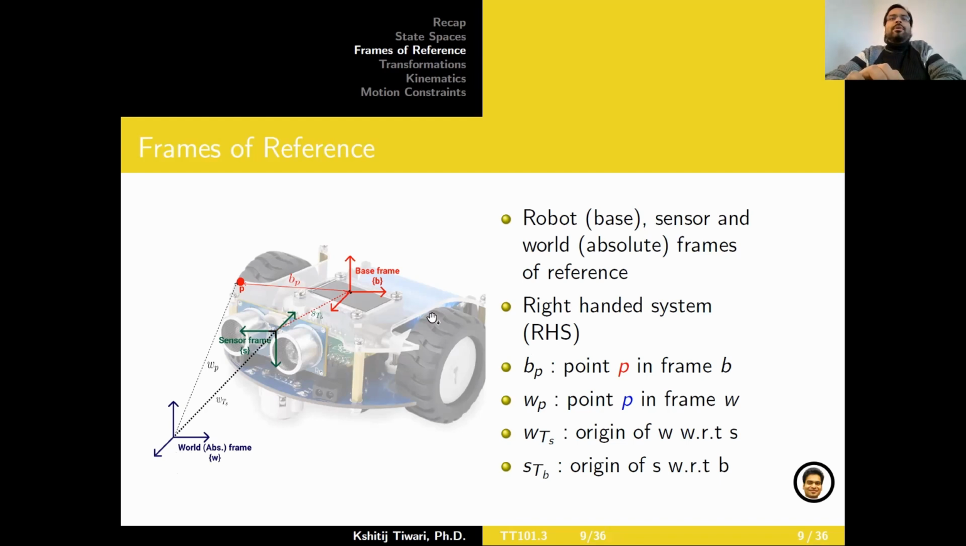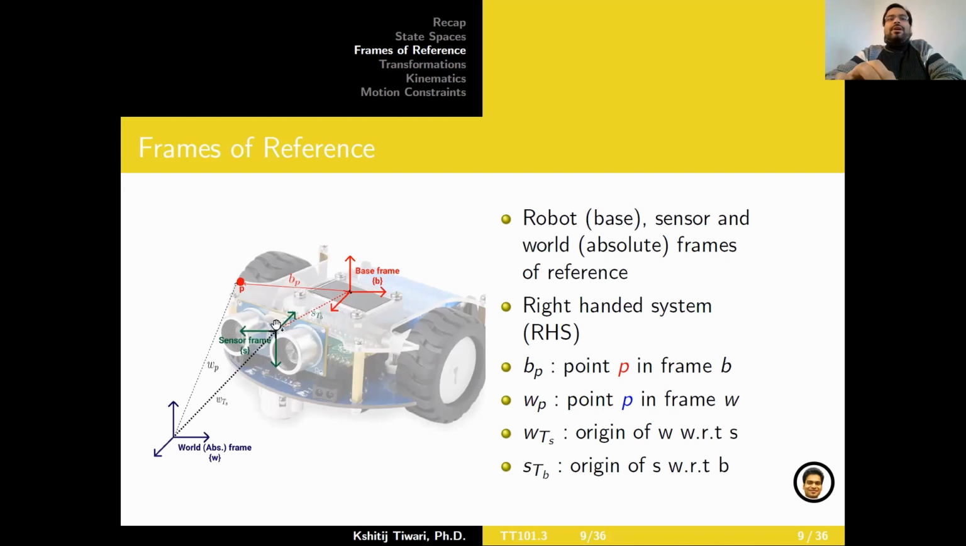Another thing that you have to remember is that with these coordinate frames, we often try to stick to the right-hand system. Now, in this diagram, I have shown a point P on the robot. So if you want to define the configuration of a robot, there are different points on this robot that you need to take care of. But let's just say I take one point P. This vector BP is the representation of the point P in the base frame B. Similarly, WP is with respect to the world frame.